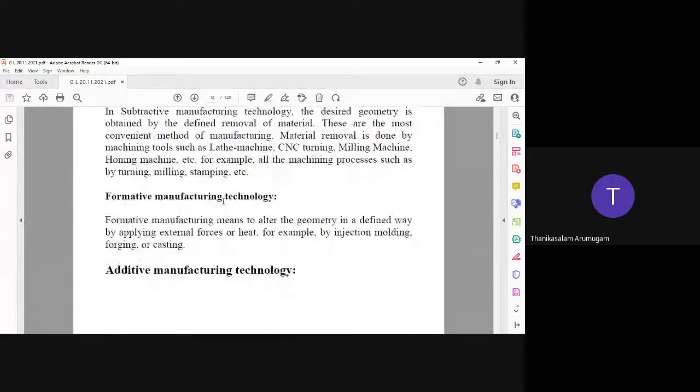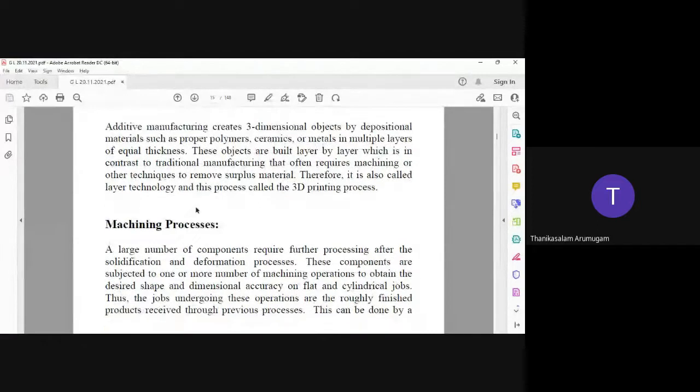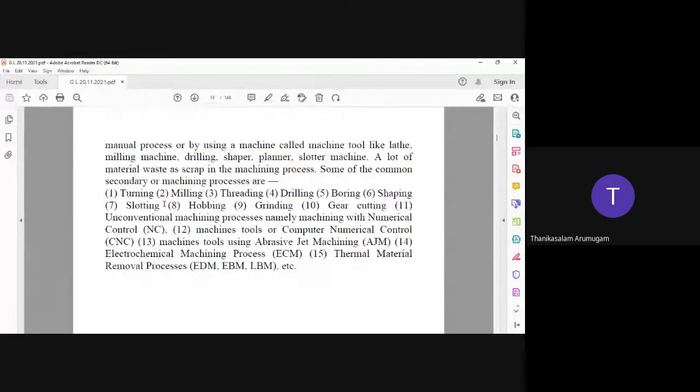First one, additive manufacturing technologies. Additive manufacturing creates a three-dimensional object by depositing materials such as polymers, ceramics, or metal in multiple layers of equal thickness, adding layer by layer, the 3D printing process. Unlike the machining process, you know, lathe machines, drilling machines, a metal machining process: turning, milling, threading, drilling, boring.